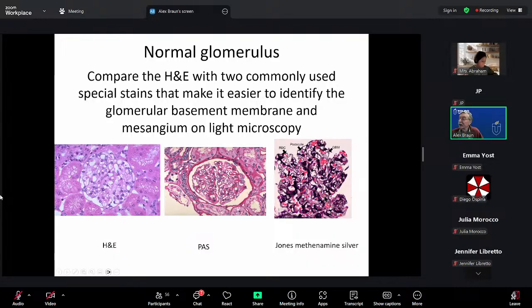Another special stain, which is commonly done, might be the Jones methenamine silver stain. It's a silver stain and the basement membranes and the mesangial matrix stain black, like you're seeing here in this image. So again, it shows you some features of glomerular histology which are not easily visible on H&E, and they are done in real life, although we don't have to worry that much about that right now. You worry more about this when you study pathology.